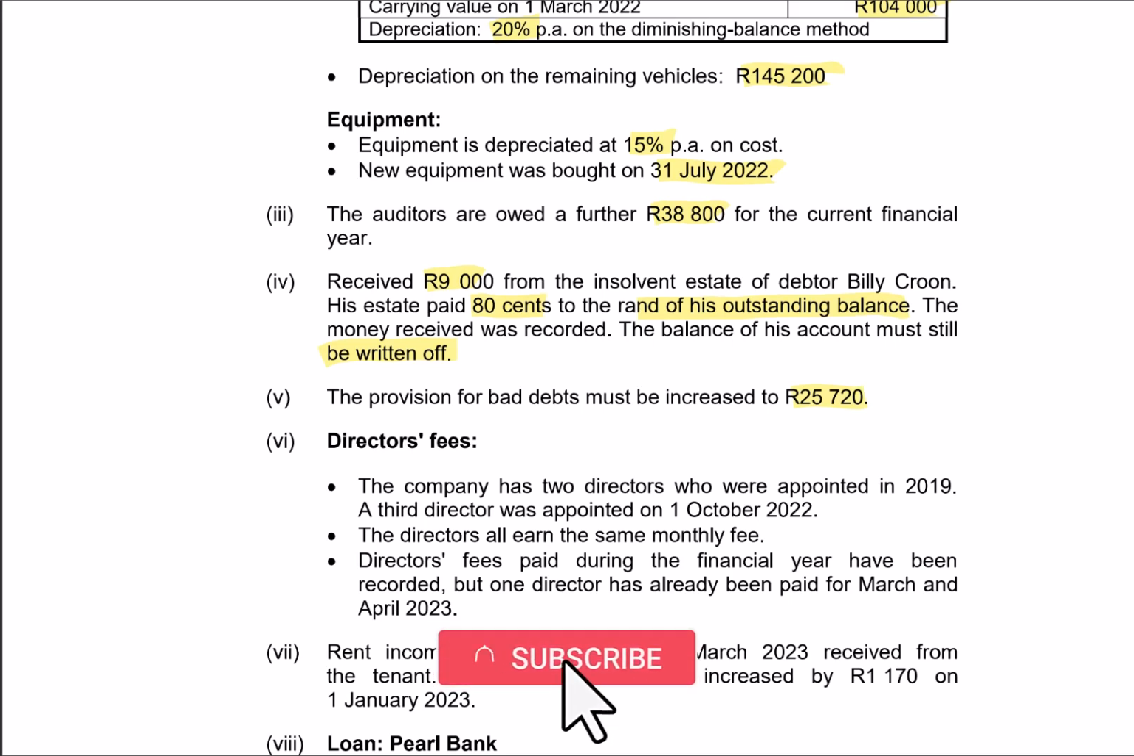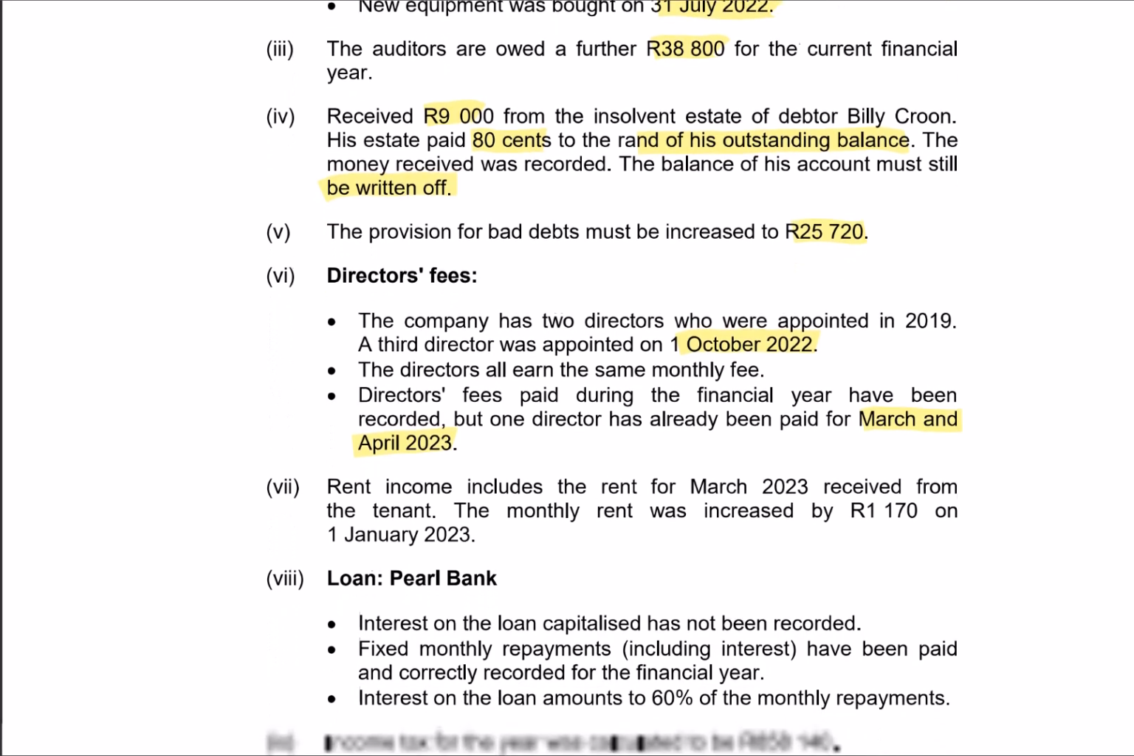Director fees. The company has 2 directors who were appointed in 2019. A 3rd director was appointed on 1 October 2023. The directors all earn the same monthly fee. Directors' fees paid during the financial year have been recorded, but one director has already been paid for March and April. This is a common adjustment, right? It's a very common adjustment.